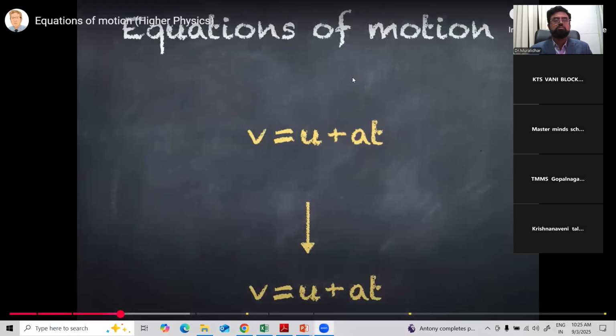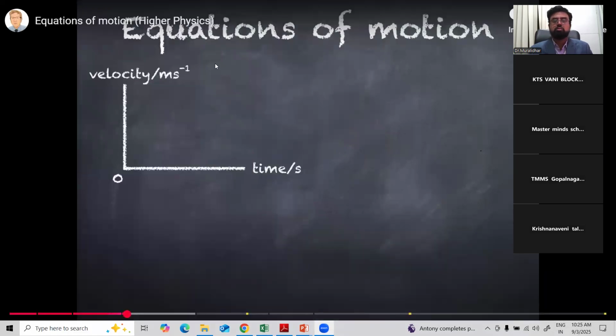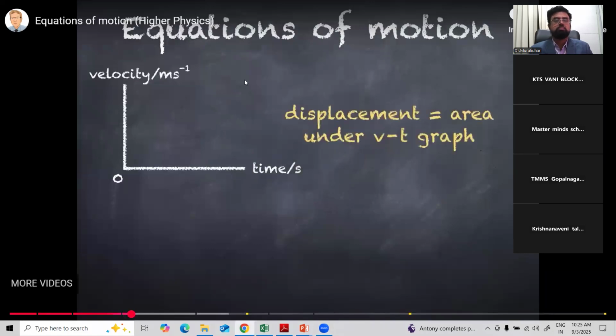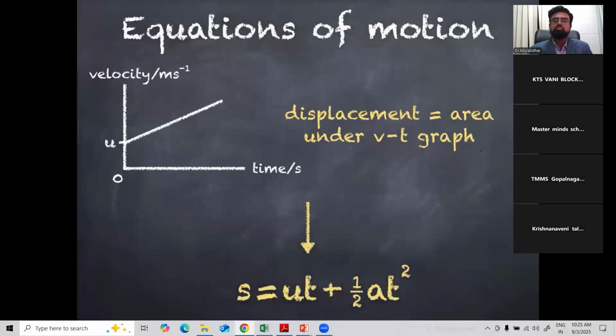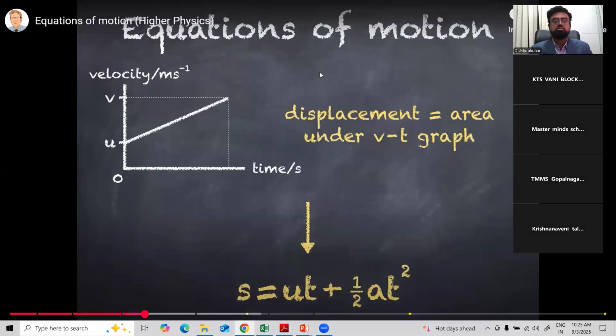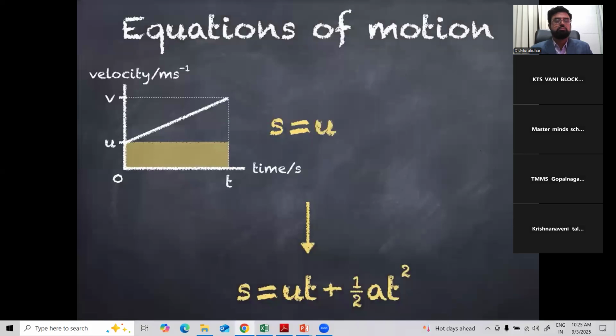Here's the second one. This one involves a velocity time graph and something else we know from National 5, that displacement can be calculated by finding the area under the graph. We'll use this to derive the equation s equals ut plus half at squared. Imagine an object accelerating uniformly from initial velocity u to final velocity v in time t seconds. The displacement s is found from the area under the graph. So firstly, we have this section, a rectangle. Its area can be found by multiplying its height by its length, giving us ut.